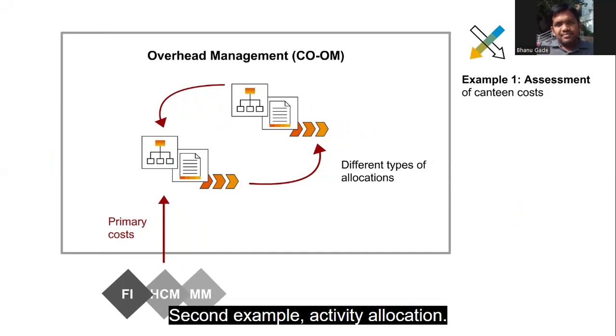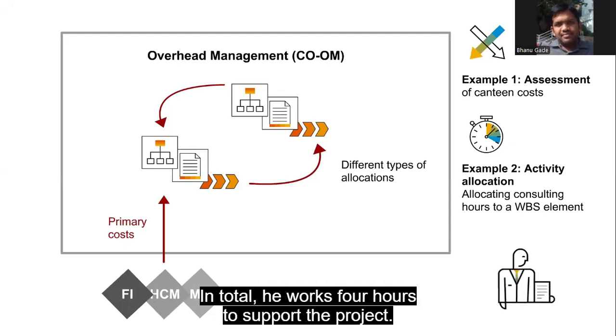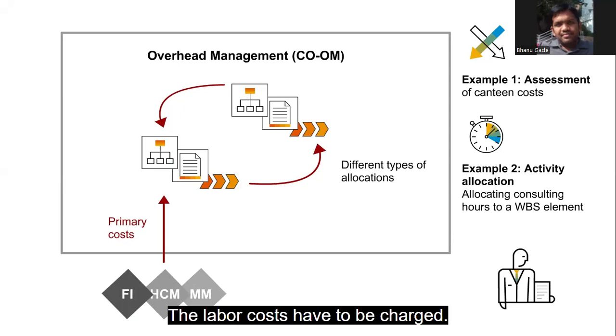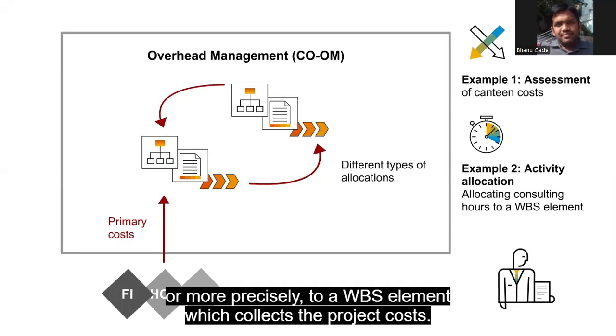Second example: activity allocation. A CO consultant supports a marketing project. In total, he works 4 hours to support the project. The labor costs have to be charged. An activity allocation sends the costs from his cost center to the project, or more precisely, to a WBS element which collects the project costs.